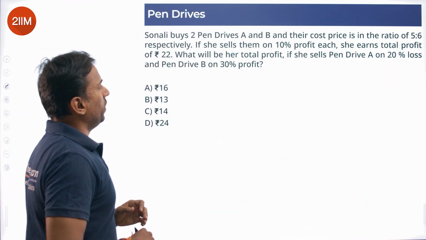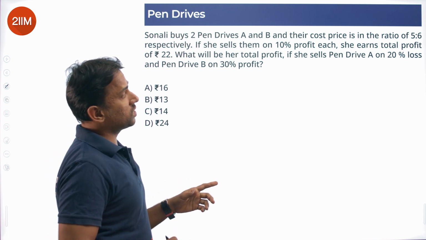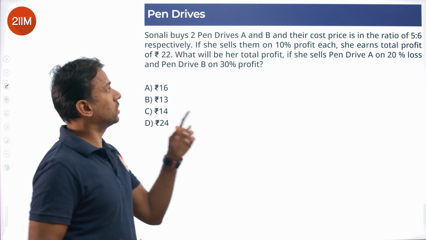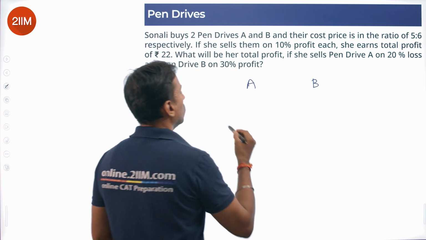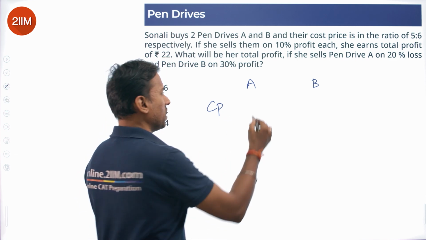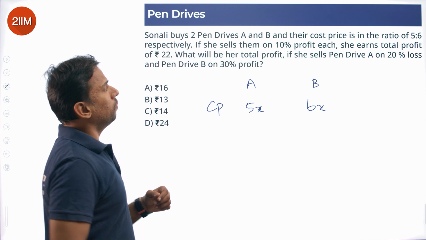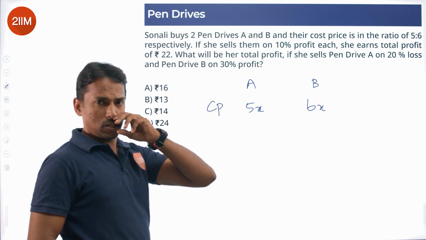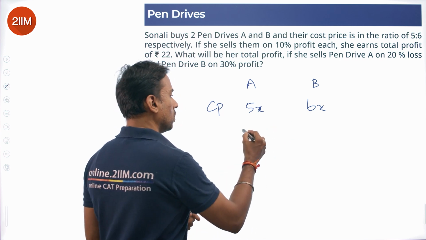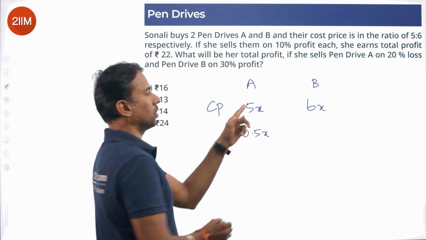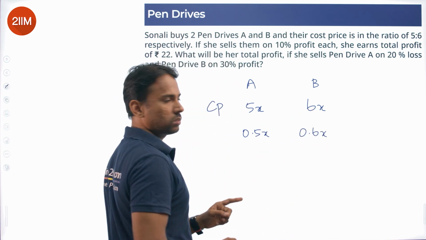Sonali buys two pen drives A and B, and their cost prices are in the ratio 5:6. Okay, fine. So there are A and B. So we'll have the cost prices to be 5x and 6x. This is simple. If she sells them at 10% profit each, that means 0.5x is 10% of this, and 0.6x is 10% of this.